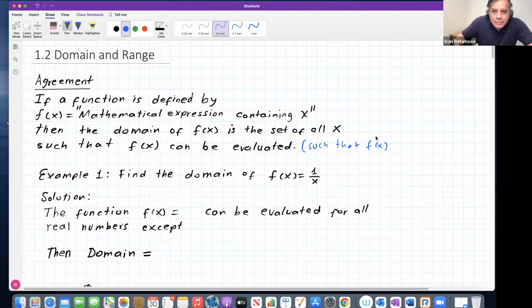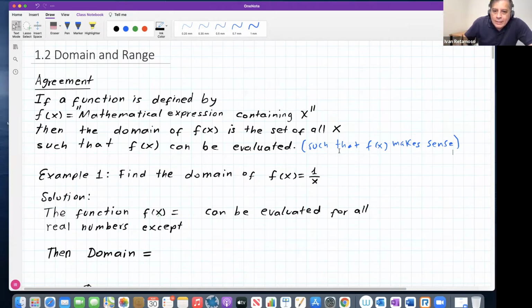This is easier to remember, probably. Makes sense. Okay. If you have a value of x that does not make sense for the formula, then you cannot consider that as part of the domain. Here is the first example. Find the domain of f of x equal 1 over x.